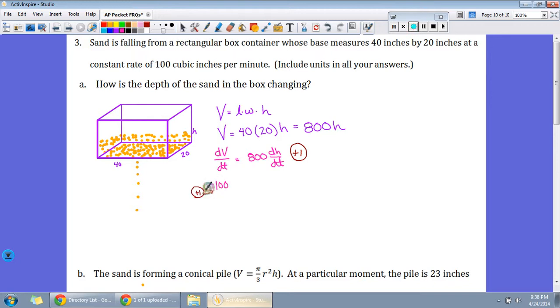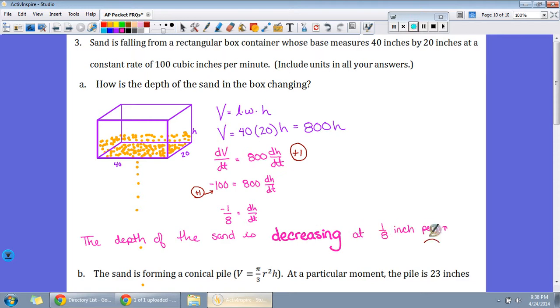Then we get 1 point for plugging in negative 100 for dV/dt. It's negative because the sand is falling out of the box, and equals 800 dh/dt. And then of course when you divide both sides by 800, you're going to get negative 1/8 equals dh/dt. So our concluding sentence is the depth of the sand is decreasing at 1/8 inch per minute. It's decreasing because it's negative, and we get 1 point for our conclusion.